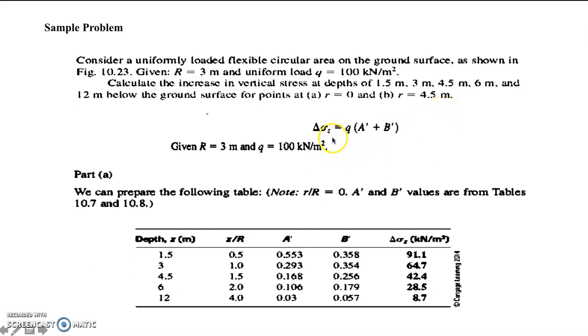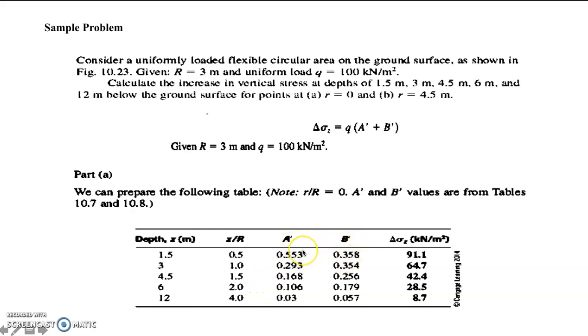For this one, this is the equation that you're going to use. Delta sigma sub z is equal to q times A prime plus B prime. Our radius is 3 meters and q is 100 kN per meter squared. We are given the depths, which are 1.5, 3, 4.5, 6, and 12. So we have to get the value of z over R, so that we can get the values for A prime and B prime.